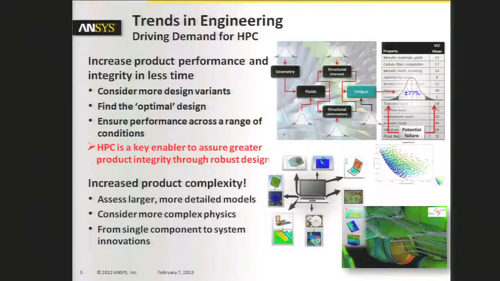And on the complexity side, we're moving in the last decade from simplistic geometric representation to really throwing the CAE at full-scale industrial models. The full 3D CAD representation of an automobile, etc. And applying more robust physics. So in other words, higher fidelity design.